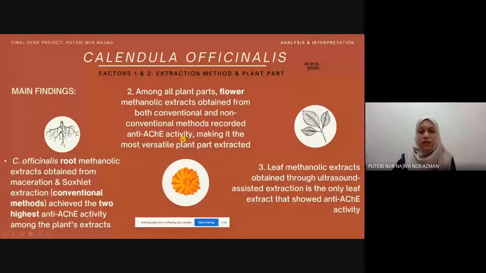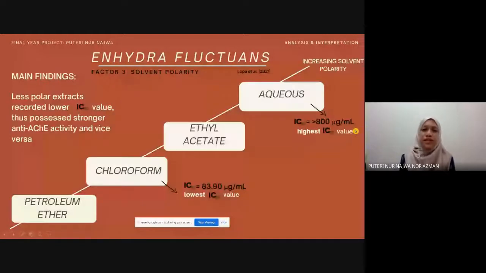Number 2, among all plant parts, flower methanolic extracts recorded all anti-AChE activity, making it the most versatile plant part. Number 3, the leaf extract that is obtained using ultrasound assisted extraction is the only one that recorded anti-AChE activity. Moving on to Anthemis fluctuans, the less polar extracts recorded the lowest IC50 value, thus possessed stronger anti-AChE activity and vice versa, as seen here in chloroform extract, which recorded the lowest IC50 value.